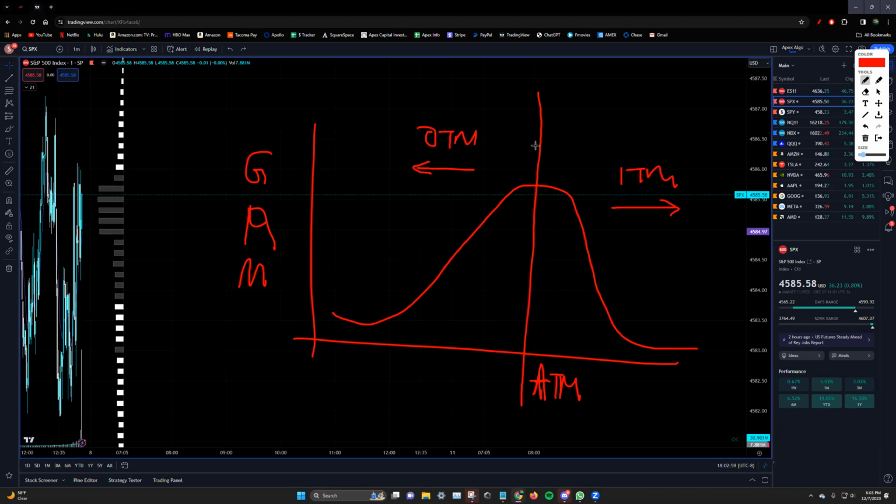So basically what the gamma curve tells you is that if you're more in the money or more out of the money, the impact of gamma is going to be much lower. So when you're at the money, that's where there's going to be the most impact, where there's going to be the most hedging activity. Does that make sense so far? I want to make sure everyone's following along because this is very important.